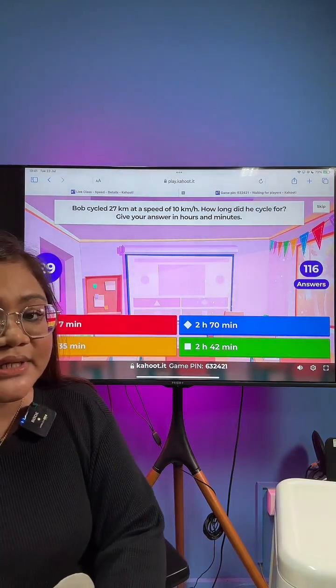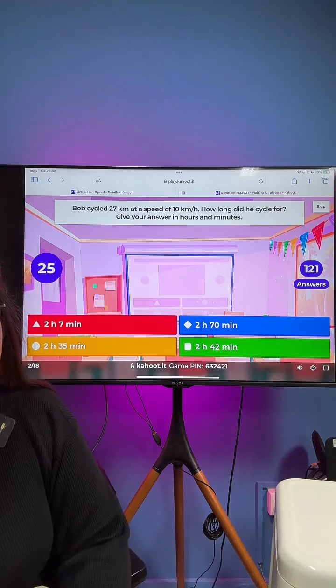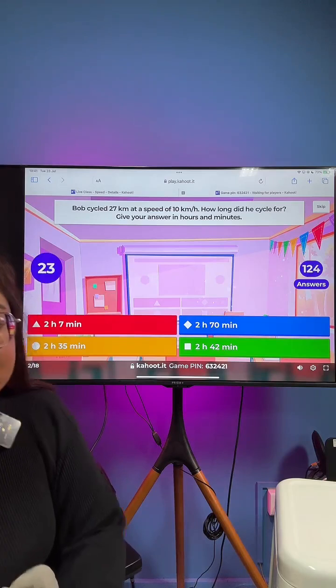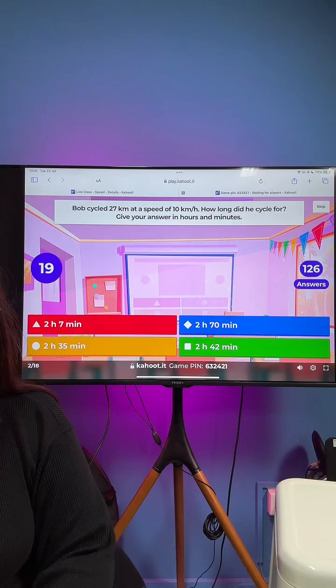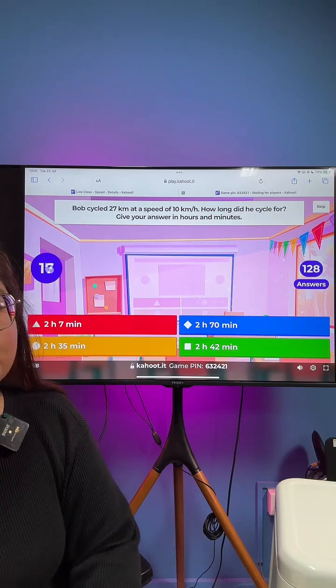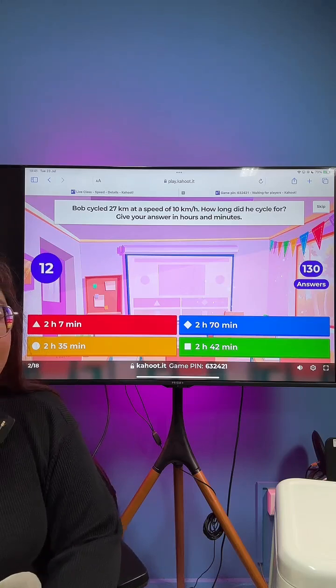All right, we have 30 seconds left for this question. Remember, we want to give our answer in hours and minutes, yeah? The first option is 2 hours, 7 minutes. The blue one is 2 hours, 70 minutes. The yellow one, 2 hours and 35 minutes. And lastly, the green one, 2 hours and 42 minutes. What is our answer? We got 15 seconds left.